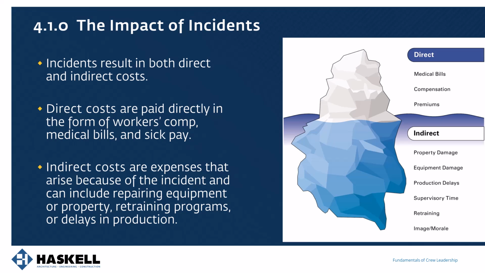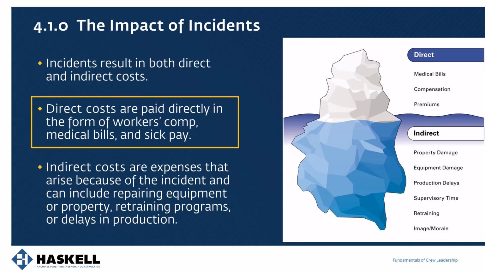As crew leaders, it's essential to recognize how incidents affect not just the immediate situation, but also the broader scope of our work and the company. This awareness helps in prioritizing safety and making informed decisions to prevent future incidents. Direct costs are the immediate, tangible expenses incurred as a result of an incident. These include costs for medical treatment, rehabilitation, and compensation for injured workers. Direct costs are often visible and can be quantified easily, making them the immediate focus after an incident.